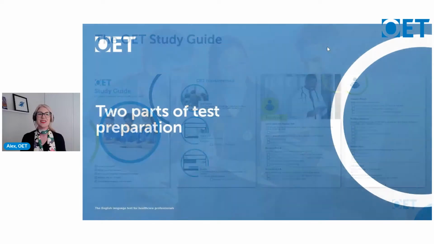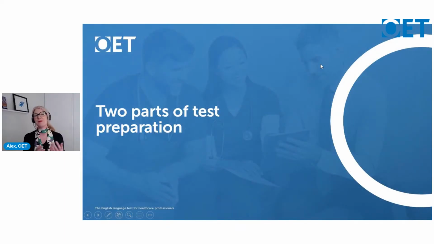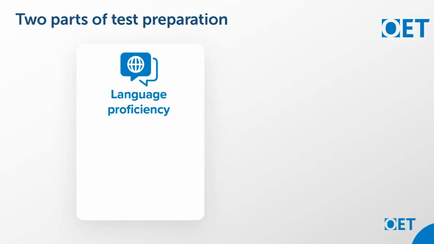Okay, so let's move on now to talk about what I mentioned before, the two parts of test preparation. I just want to outline what I mean by that. All right, so the first element of test preparation is, of course, language proficiency. OET is a language proficiency test.